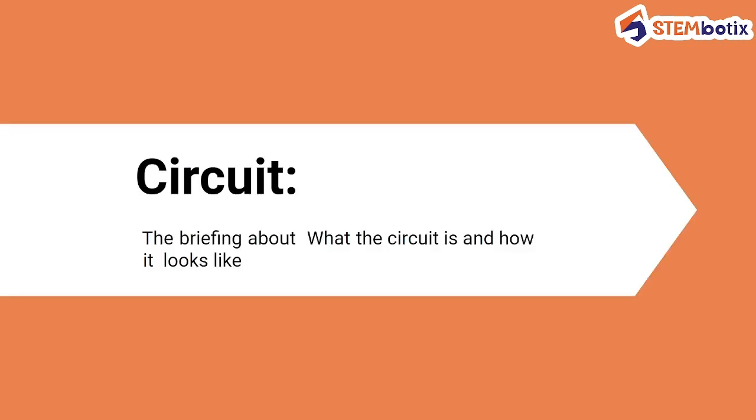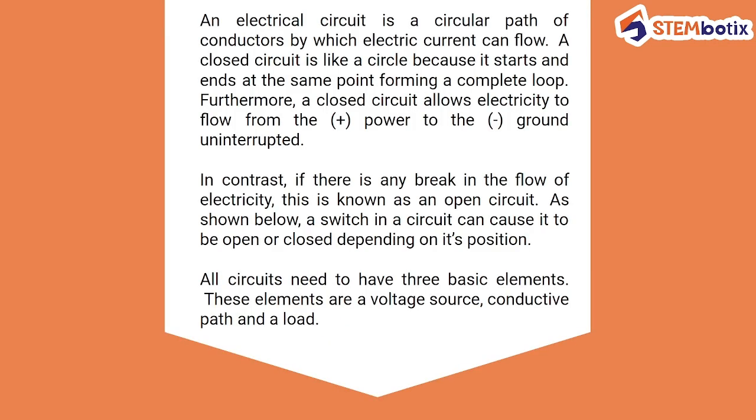Here we will see what a circuit is and how one can make a circuit. An electric circuit is a circular path of conductors by which electric current can flow. A closed circuit is like a circle because it starts and ends at the same point. Furthermore, a closed circuit allows electricity to flow from positive power to the negative, means ground, without any interruption. So in a closed circuit your current can flow through without any interruption.